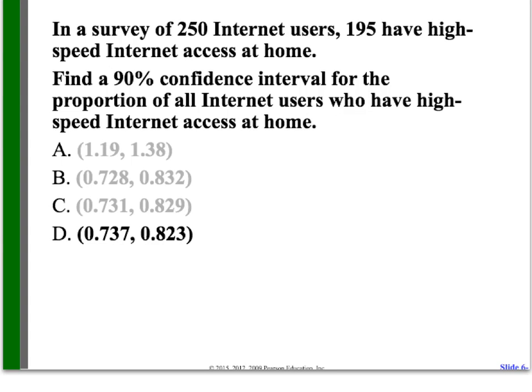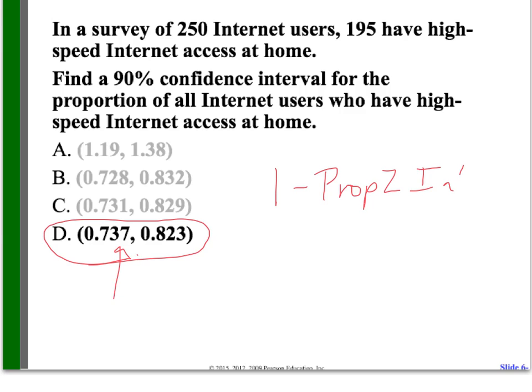And the correct answer is D. Notice they rounded everything to 3 decimal places. So even though your calculator is displaying 5 decimal places, if you round to the nearest 3 decimals, 0.737 and 0.823, make sure that you chose 1 prop Z int, not 1 prop Z test or anything else. 1 prop Z int.